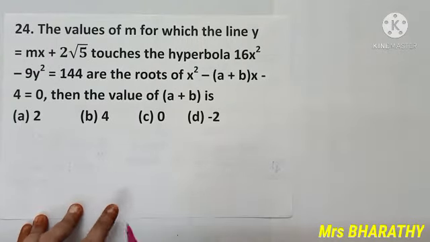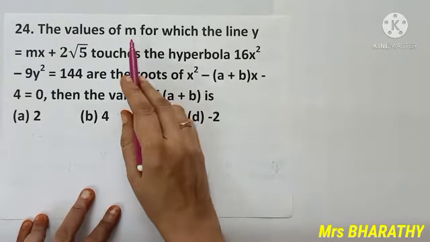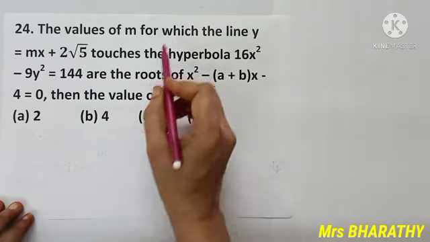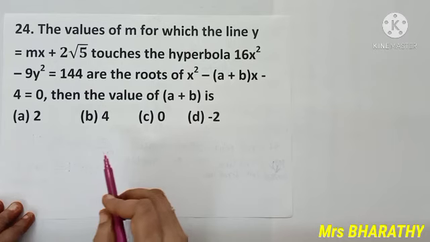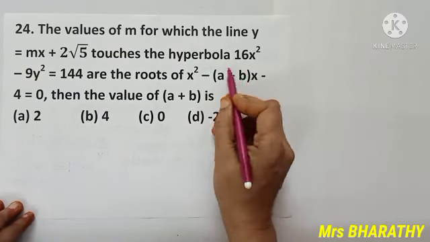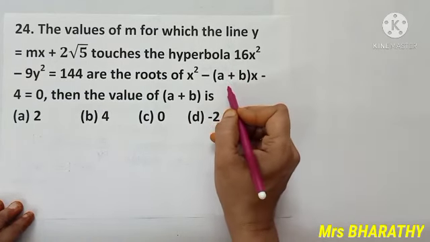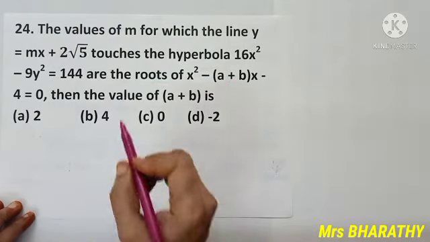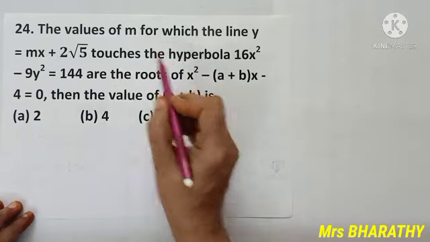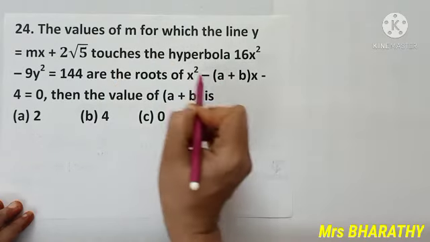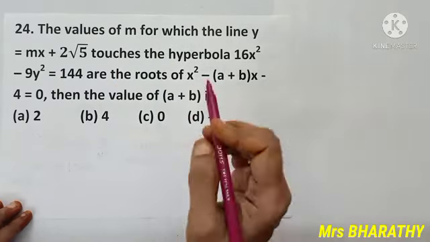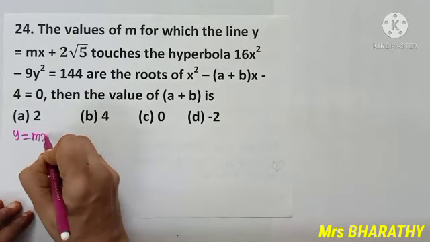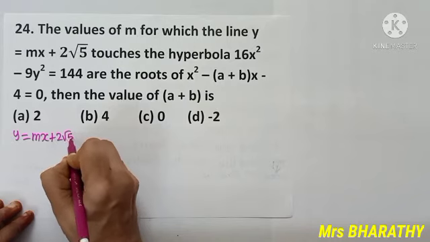Question number 24. The values of m for which the line touches the hyperbola are the roots of this equation. So a plus b is the sum of the roots. Which roots? The values of m. So we need to find the values of m. a plus b is nothing but sum of the roots. First of all, what is the line given? y equals mx plus 2 root 5.